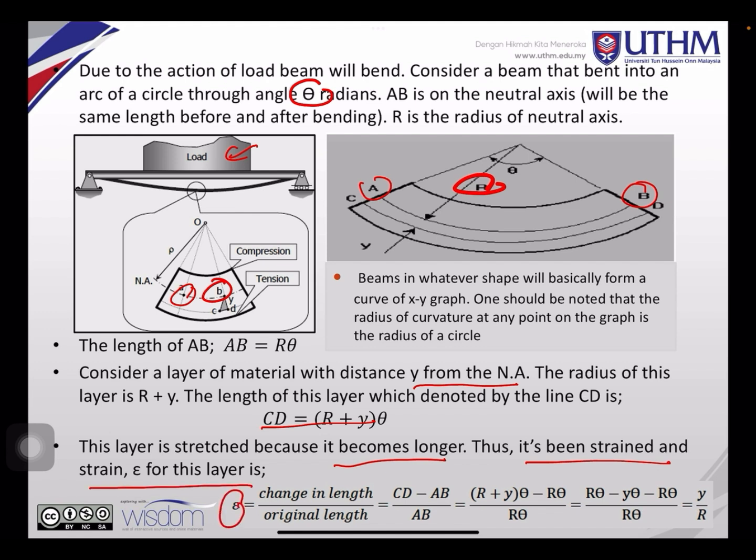You know strain is the change in length over the original length. So the length of CD minus the length of the original AB is the change in length, and then over AB. When you substitute the equations into it, you will get the final result: Y over R.